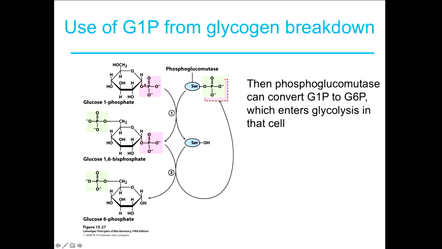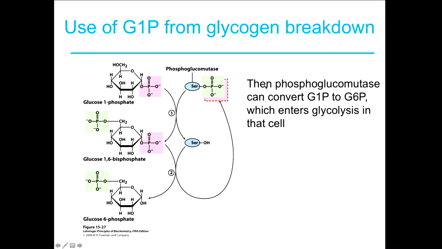Well, think back on glycolysis. We need a glucose 6-phosphate, not a glucose 1-phosphate. But let's think about this. We know a general type of enzyme that might do something like that: take a phosphoryl group from the 1 carbon and move it onto the 6 carbon, so that we get our glucose 6-phosphate, which can go through glycolysis, right?